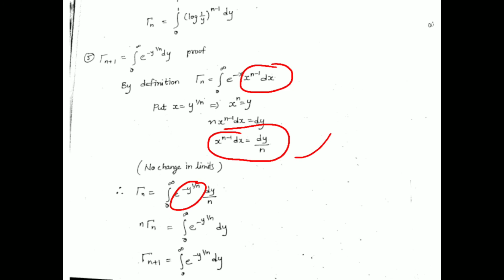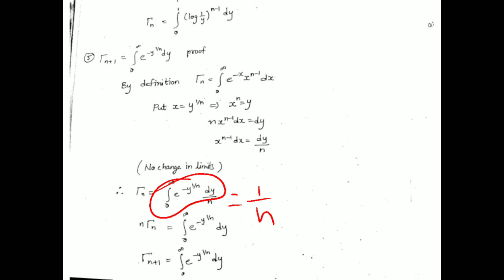And next, as x has been replaced with y power 1 by n, we have e power minus y power 1 by n. And next thing is x power n minus 1 dx. So here also we have x power n minus 1 dx, which has been replaced with dy by n, simply. This n present here is a constant, so it can be taken out of the integration. So we would get 1 by n multiplied with integration of 0 to infinity e power minus y whole power 1 by n dy.